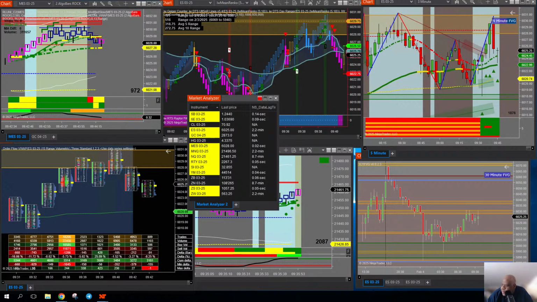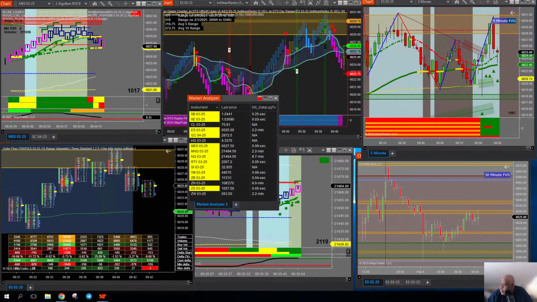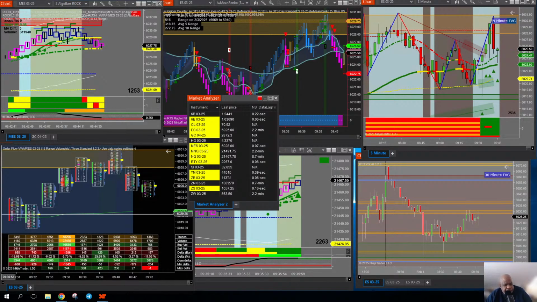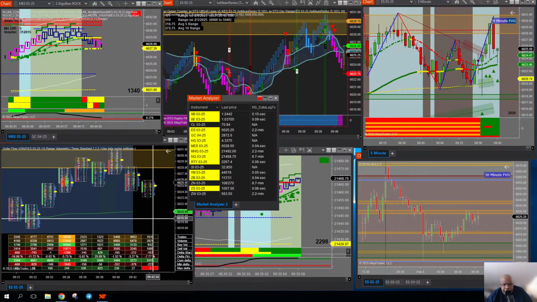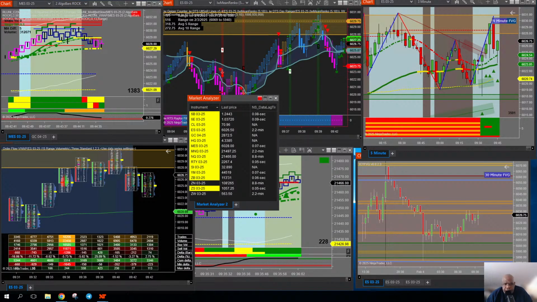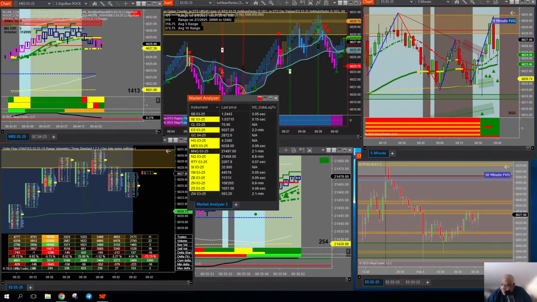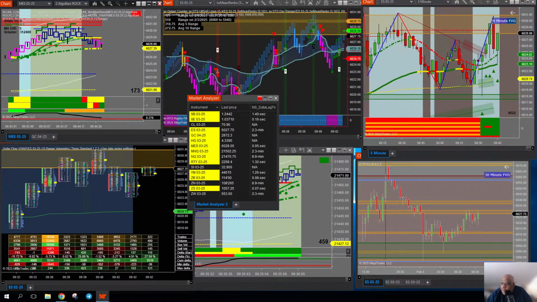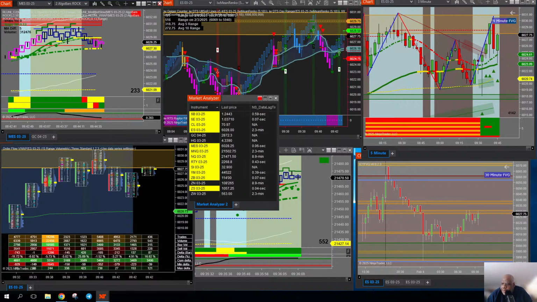So let me see if I can get this data situation fixed here, because right now ES is bouncing to the downside. I think the more drastic thing to do here is probably to just restart Ninja.